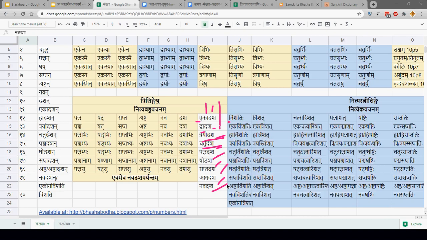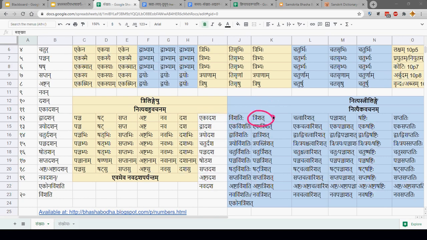Now 20 changes to Vimshatihi. These also do not change when we use them in a sentence. They do not change form depending on the lingam of the other word. So if there are 20 boys or 20 girls, Vimshati remains the same. Ekadasha balakaha, Ekadasha balikaha. 18: Ashtadasha balakaha, Ashtadasha balikaha. Similarly, 20: Vimshatihi. Remember, there is a visarga there. Vimshatihi balakaha, Vimshatihi balikaha.